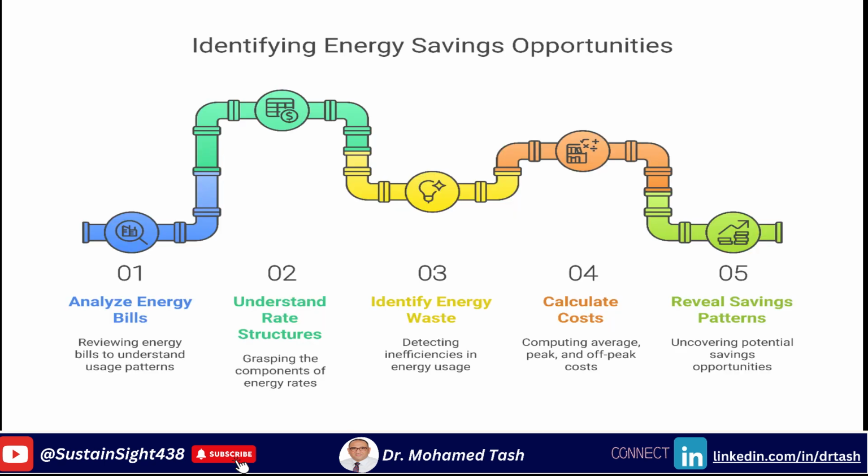And then identifying saving opportunities. Analyzing bills while understanding rate structures can uncover hidden areas of energy waste. For example, you may see discrepancies in energy usage that indicate where to focus your efforts. By examining your bills, you can calculate average, peak, and off-peak costs, revealing patterns and potential savings.